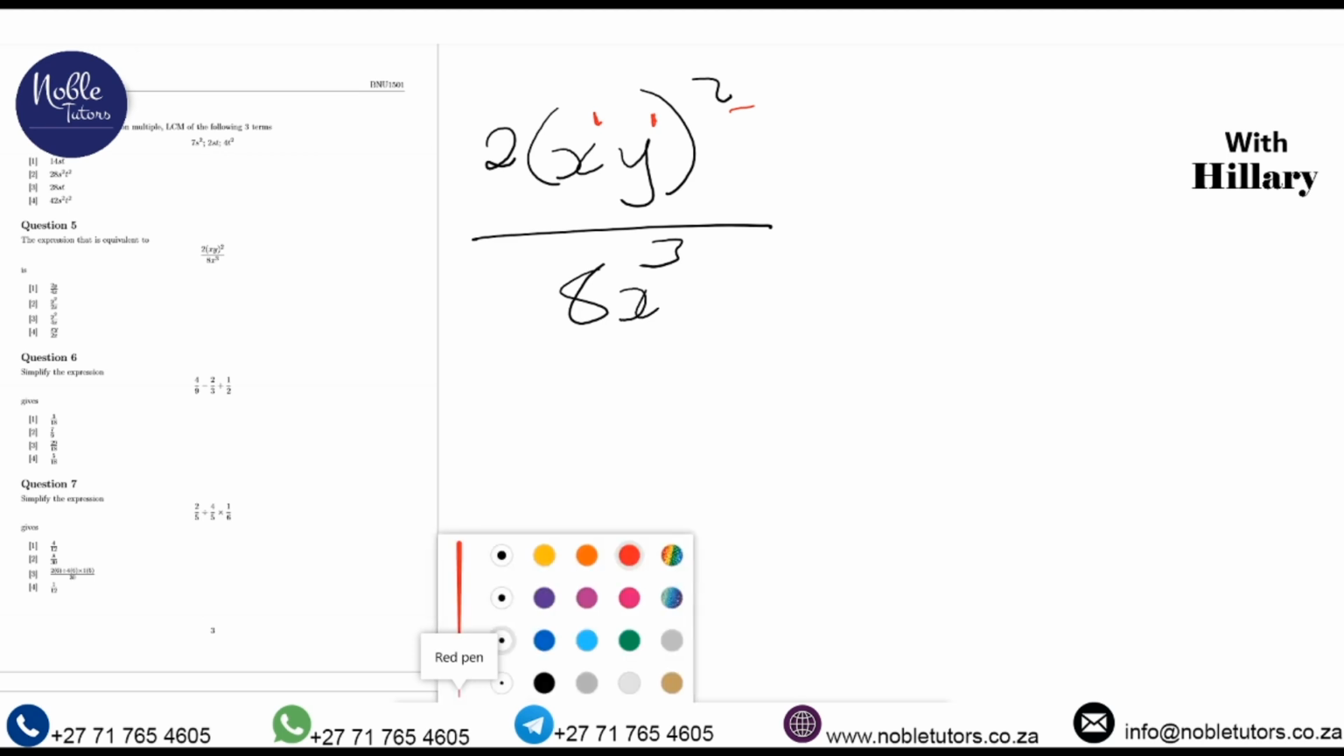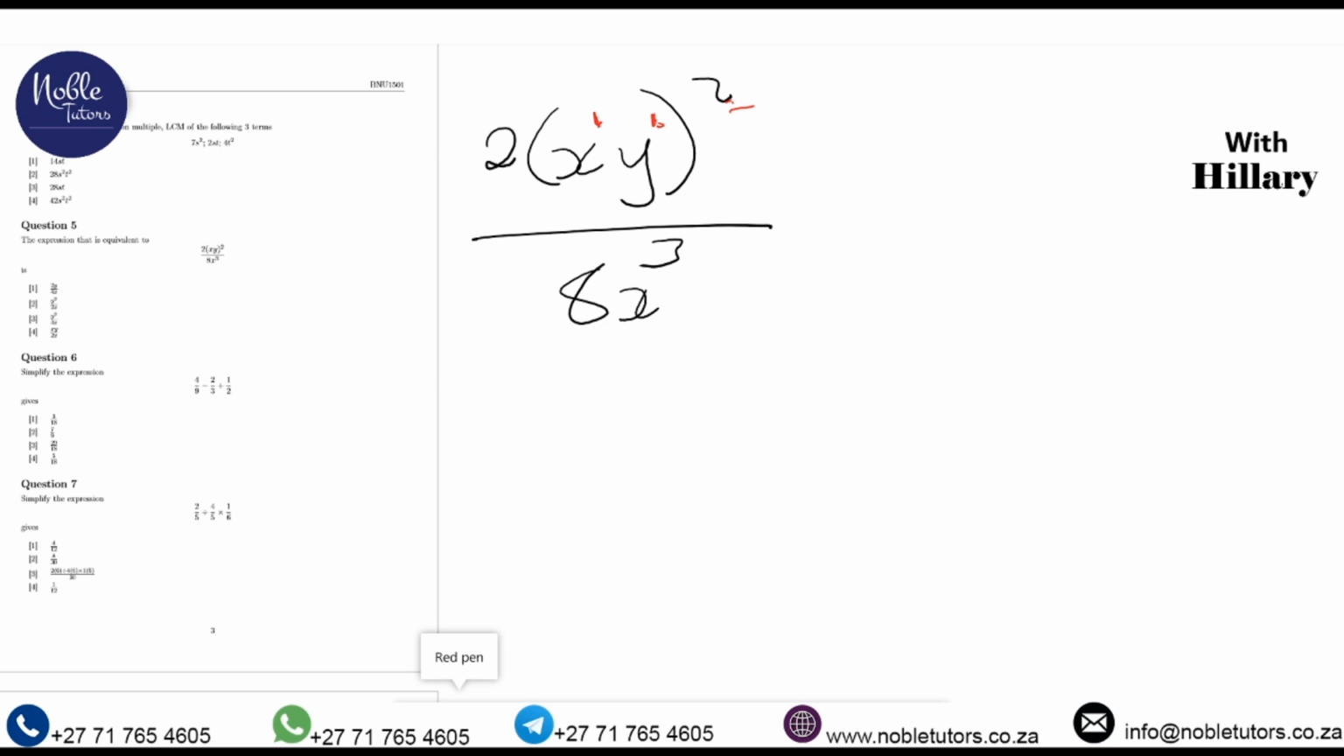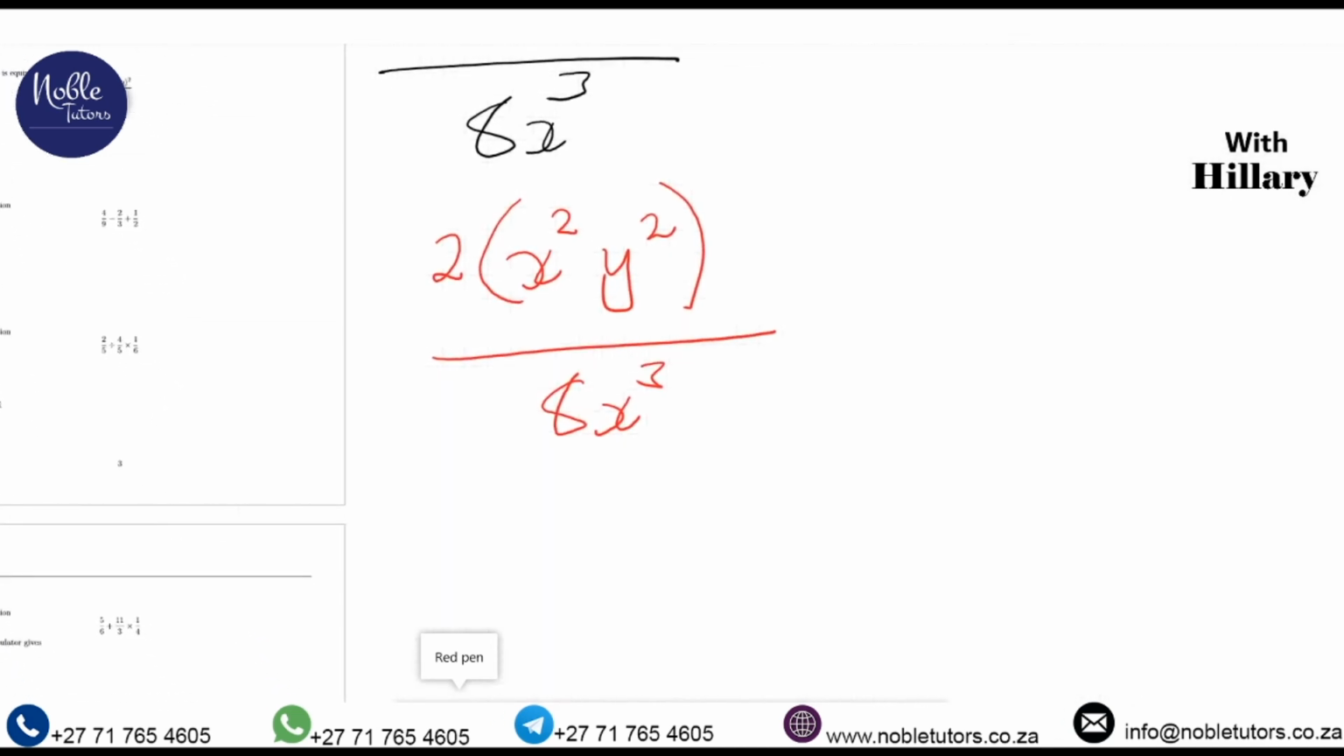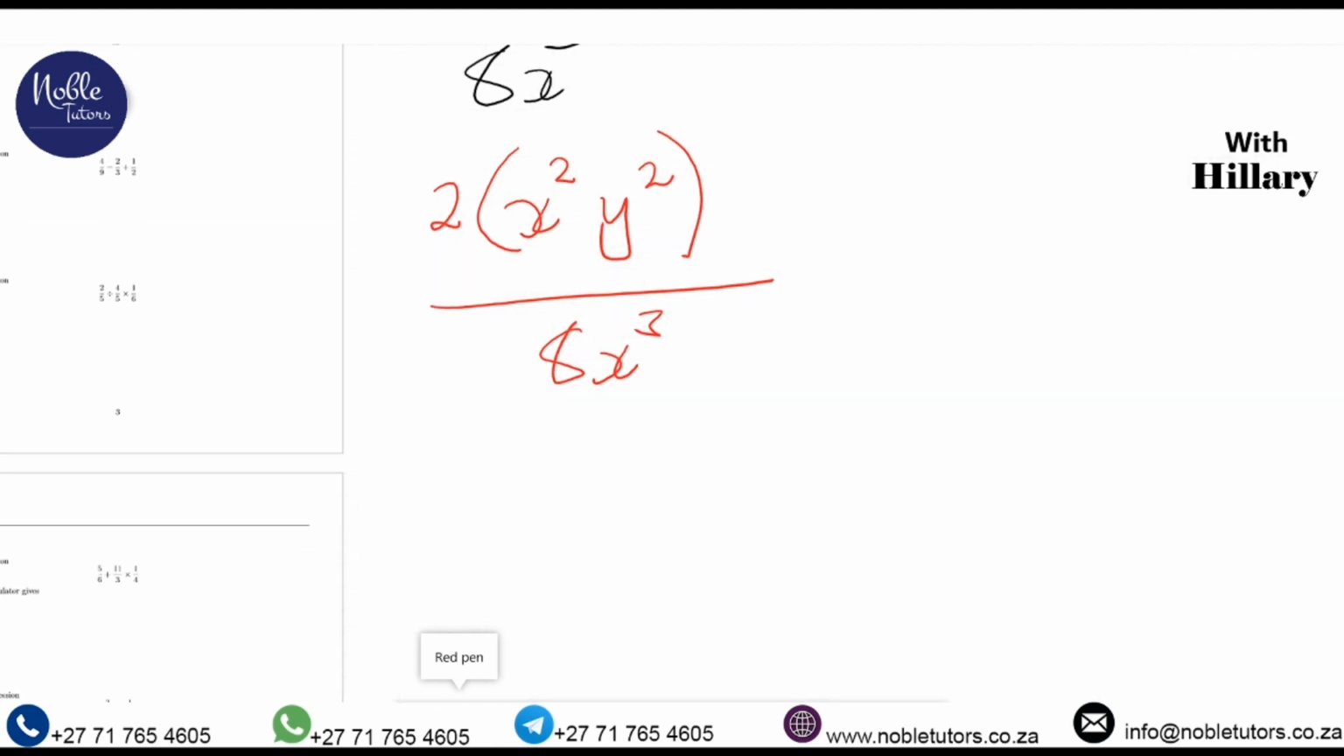Now, we are going to say 2 times 1 gives us 2. 2 times 1 gives us 2. So our answer will be 2 open bracket x to the power 2 y to the power 2 close bracket divided by 8x to the power 3. Then moving further, now we need to get rid of the bracket. To get rid of the bracket, we will multiply 2 with everything inside the bracket. That means it's going to be 2x to the power 2 y to the power 2 over 8x to the power 3.